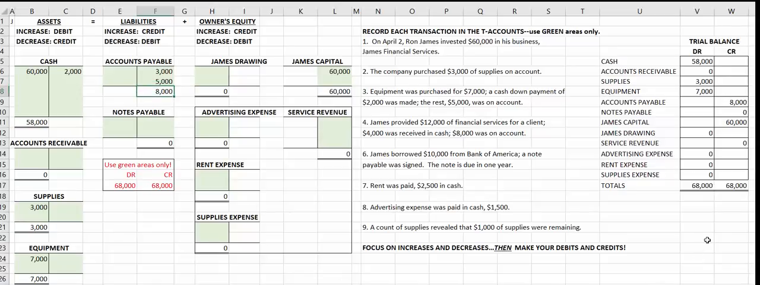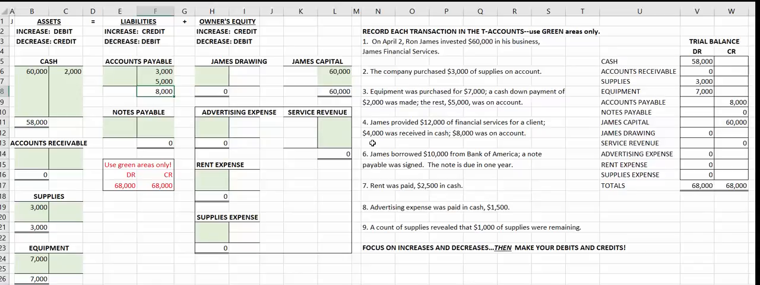All right, if you look at your trial balance, we now have cash of $58,000. It has gone down by $2,000. Supplies are $3,000, equipment $7,000, accounts payable now $8,000. Capital is $60,000, and our totals balance at the bottom.